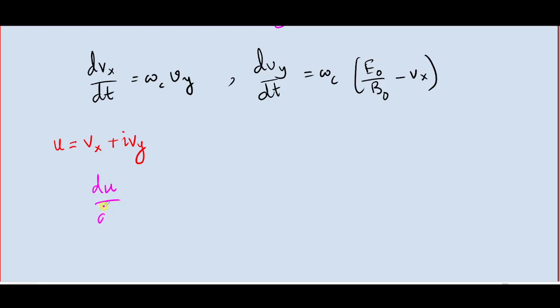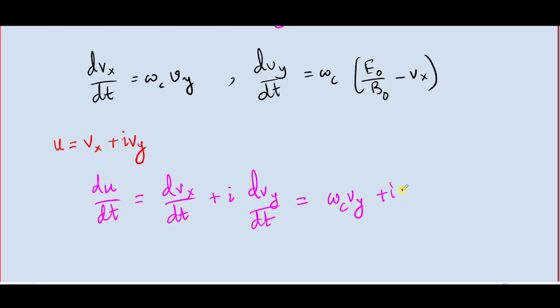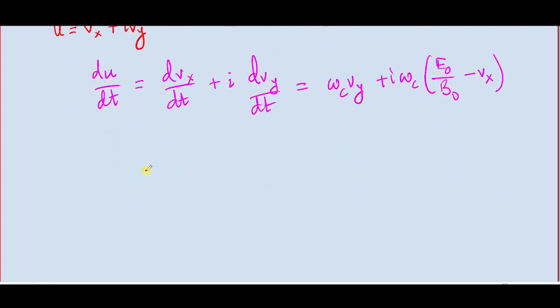So du dt is dvx dt plus I, the square root of minus 1 is of course a constant, times dvy dt. And if we plug in the expressions that we already have, this is omega c Vy plus I omega c E naught by B naught minus Vx. Now this seems to complicate matters a bit, but actually it doesn't. Let's see how we can rewrite this so that the equation becomes very easy to solve.